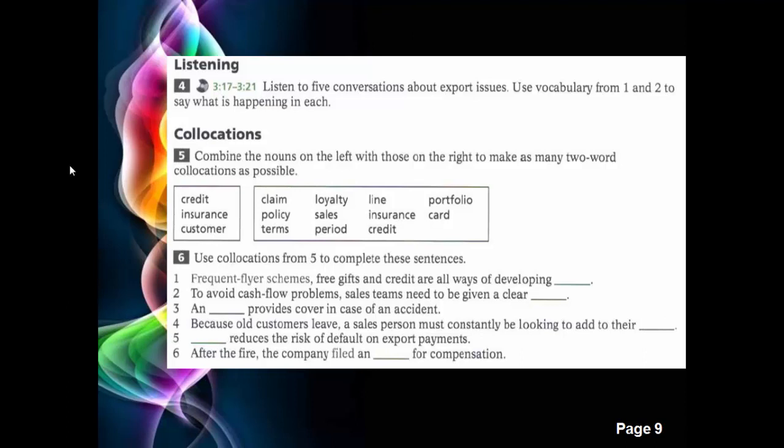So turning to the next part of the lesson, it is the listening part. Now we'll listen to 5 conversations about export issues. Use vocabulary from 1 and 2 to say what is happening in each. Now you will listen to this exercise 4.